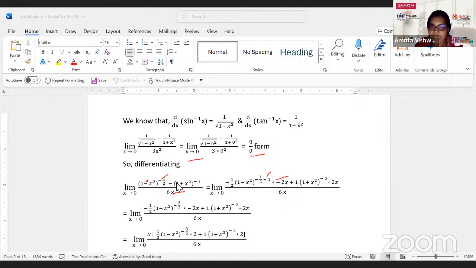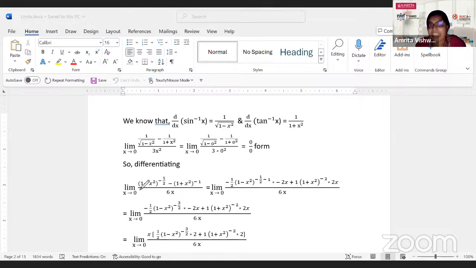Now what about the second term? It becomes minus 1 into 1 plus x square whole raised to minus 1 into 2x. I hope this part is clear to you. It's a very simple portion. This differentiation part is clear to you. Now you have to just simplify it and apply the limit.